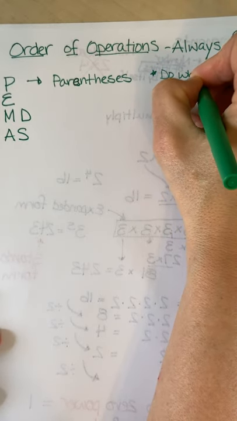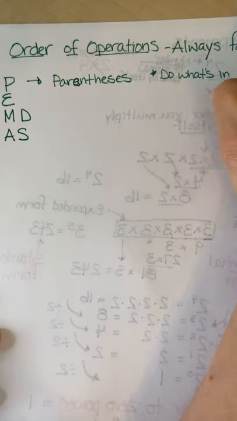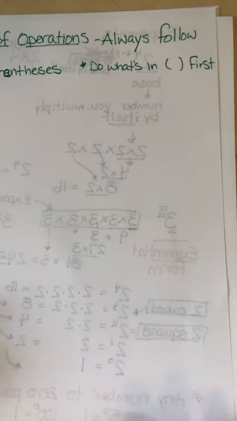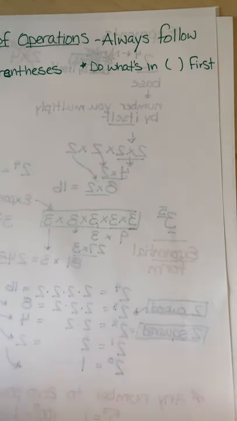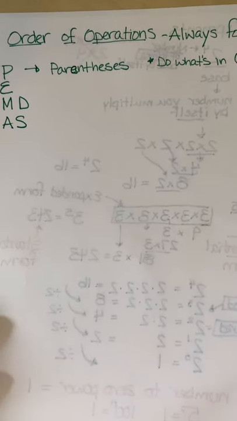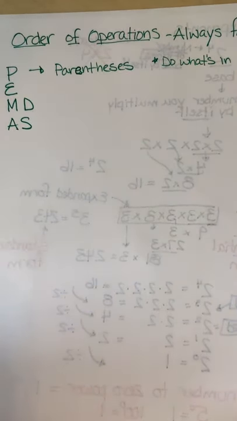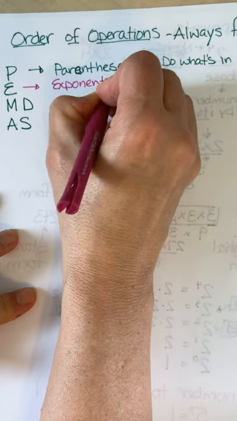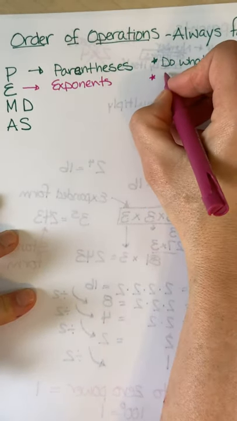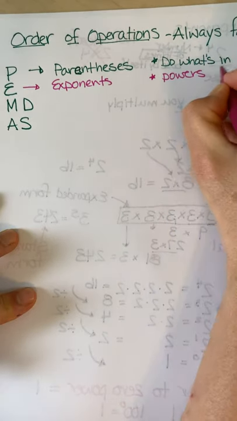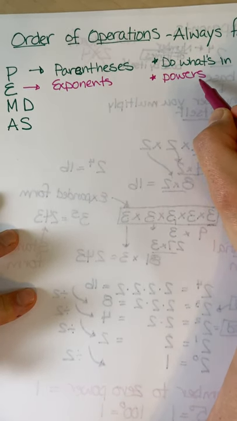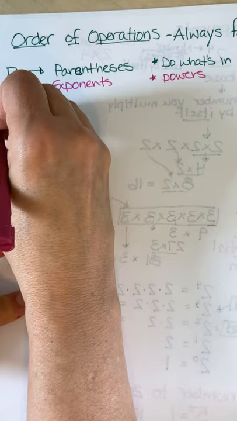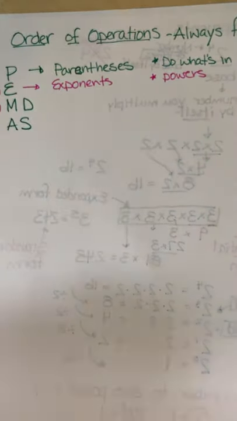So you do what's in parentheses first. Always, okay? Now, if there's exponents or something inside of your parentheses, you follow order of operations inside the parentheses. Okay, so you're always following order of operations. Now your E is your exponents, like we just learned. Okay, that is what you do second. So powers go second. If there's no parentheses, then powers go first. Okay, so this is always the first thing you do. This is always the second thing you look for. Now, this is your third thing, and that's your fourth thing.